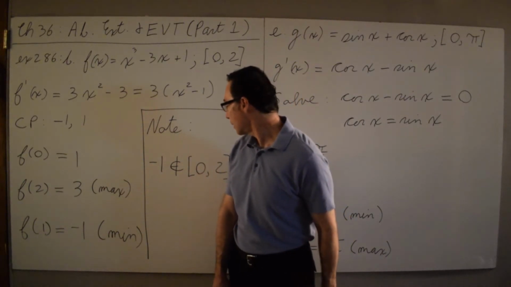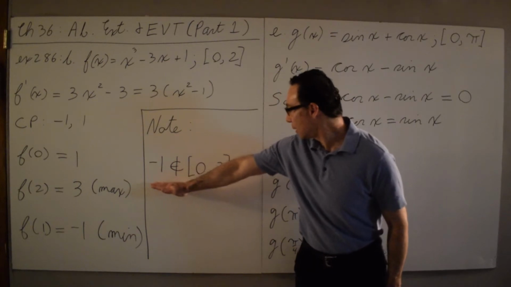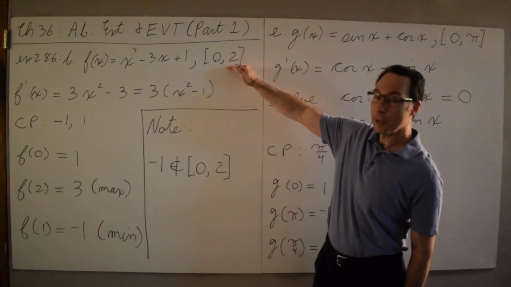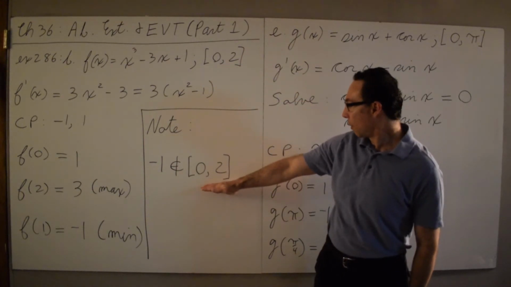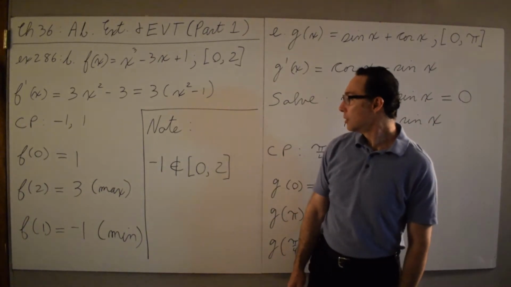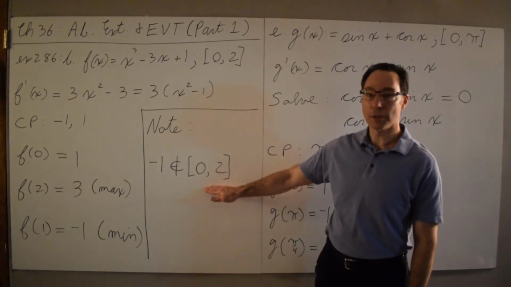Why did we not test negative 1? We did not test negative 1 because it's not in the interval. So we're looking for the max and the min on this interval, and one of our critical numbers was not in the interval. So we did not see what f of negative 1 is because it doesn't matter.